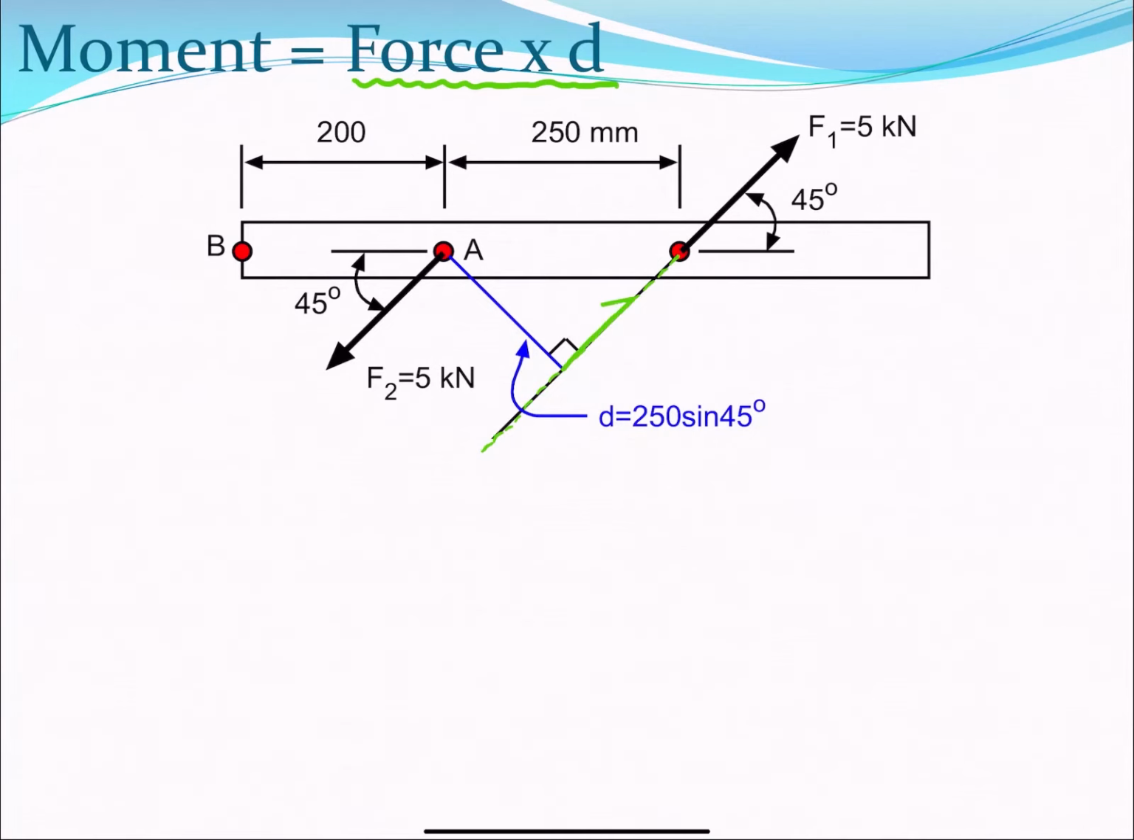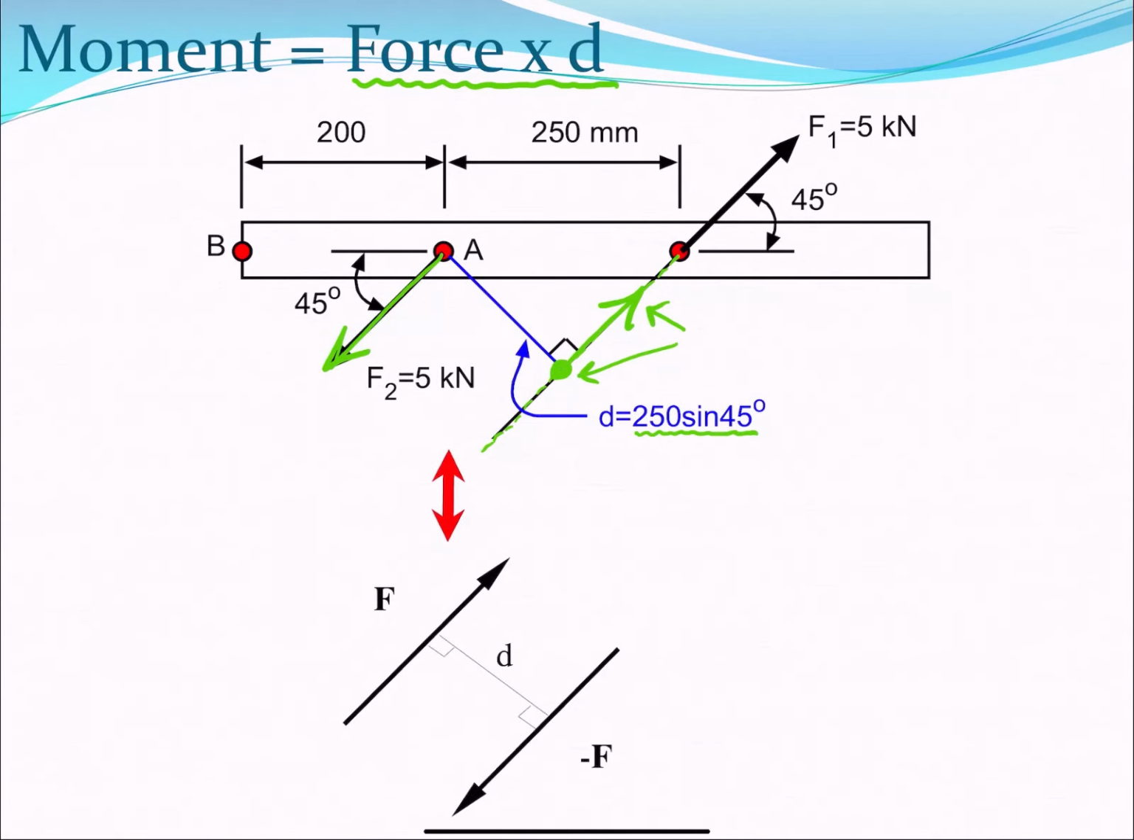And then we have this force over here, and we choose a point on this force. This force creates no moment with respect to this point because the moment arm is 0. But this force over here does create moment. And based on geometry, we can calculate that this moment arm is equal to 250 sine of 45 degrees.